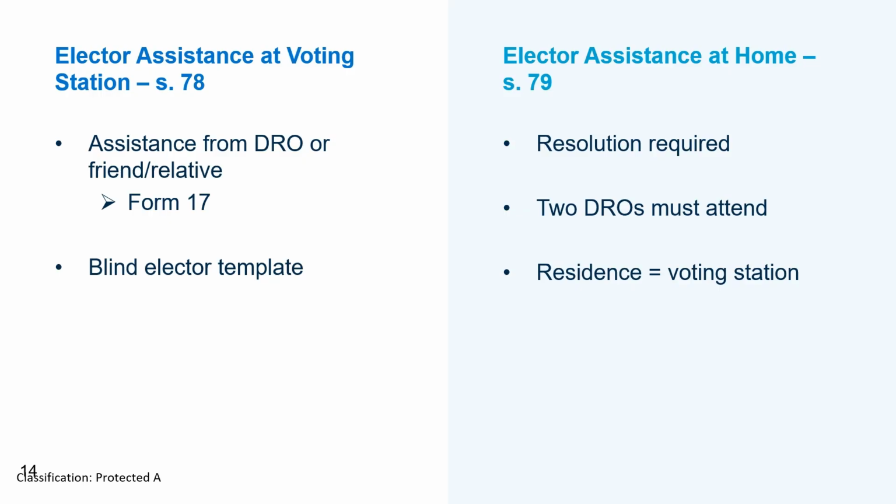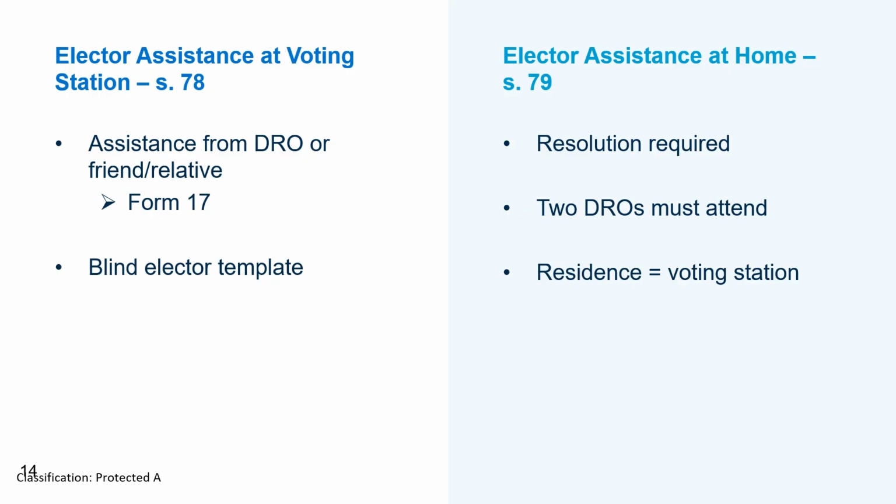Elector assistance at home is addressed in Section 79. This section applies to electors who are unable to attend a voting station due to physical disability. If a resolution has been passed, the returning officer must provide for 2 deputy returning officers to attend the home of an elector during the hours of an advance vote, or other times fixed by resolution. This is to take the votes of the elector at those places. If the returning officer is satisfied that an elector is unable to attend a voting station or an advance voting station because of physical disability, the returning officer shall include that elector's name and address on a list.